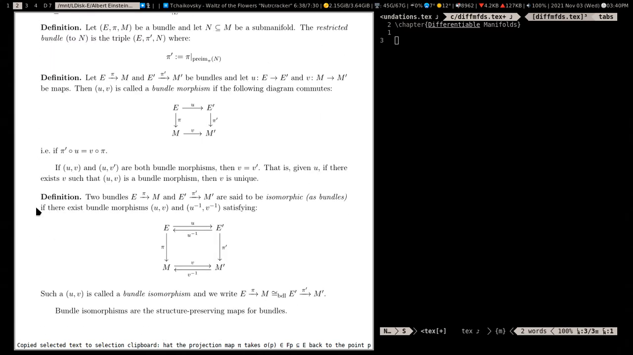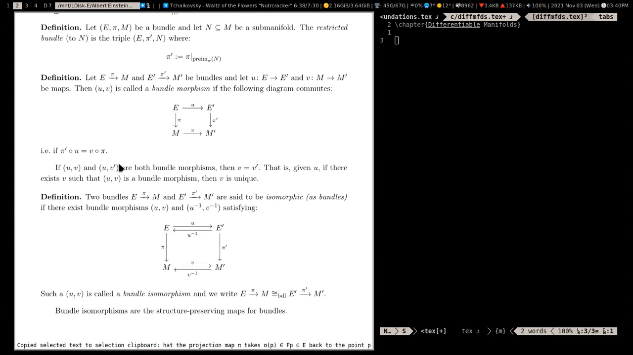Now how do maps work between bundles? So I'll give some more terminology about bundle morphisms. If we have two bundles, E, pi, M and E prime, pi prime, M prime, and you take U as a map from E to E prime, and V as a map from M to M prime, then the pair UV can be called a bundle morphism if you have the whole diagram of the bundles commute, right?